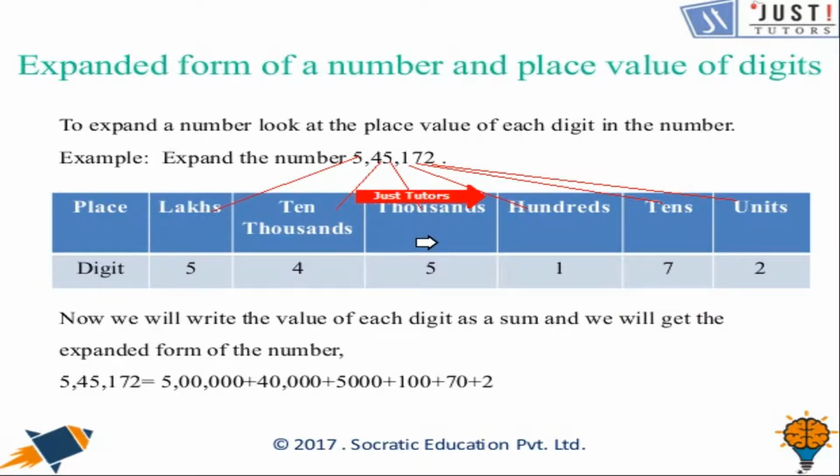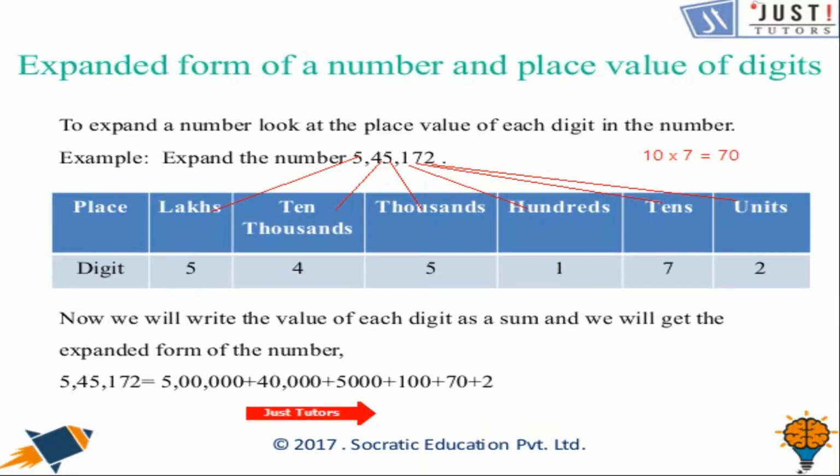Now let's talk about the value of each digit. The value of the digit in the units column is 2. The value of the digit in the tens column is 70 because the value of 10 is 10 and we are adding 10 seven times. And that's why it becomes 70. Then we have 100, 5,000, and for 10,000s, if you add 10,000 four times together, you'll get 40,000, and then we have 5 lakhs. So that's how we can expand the number and find the value of each digit.